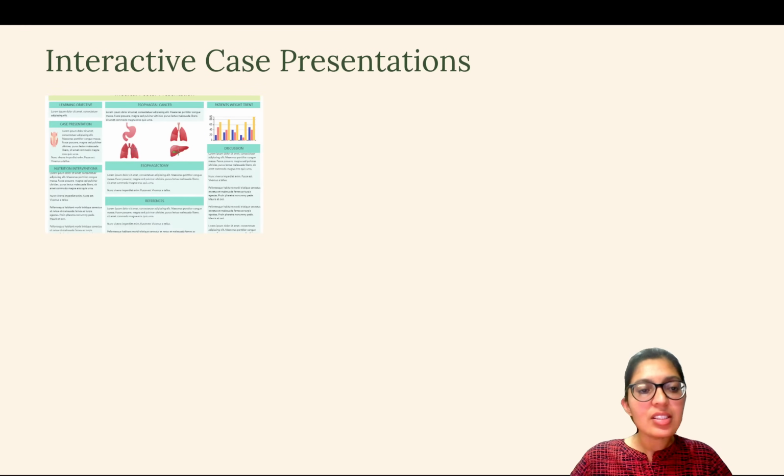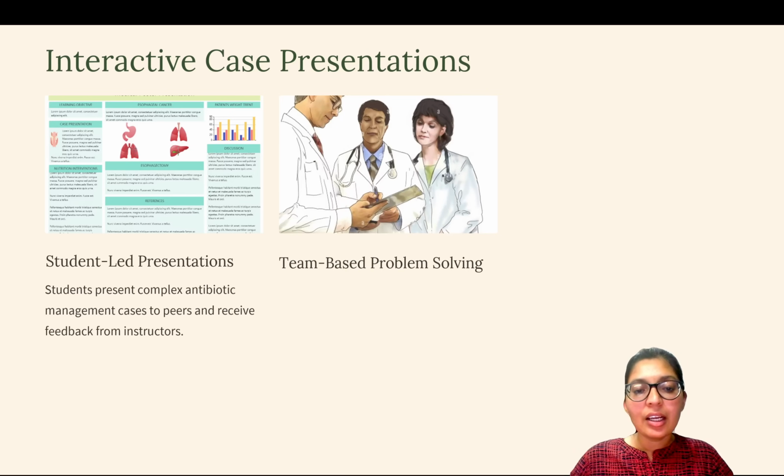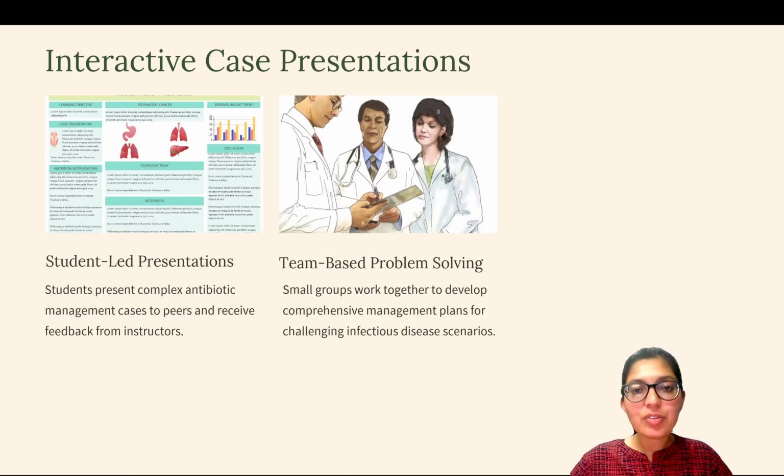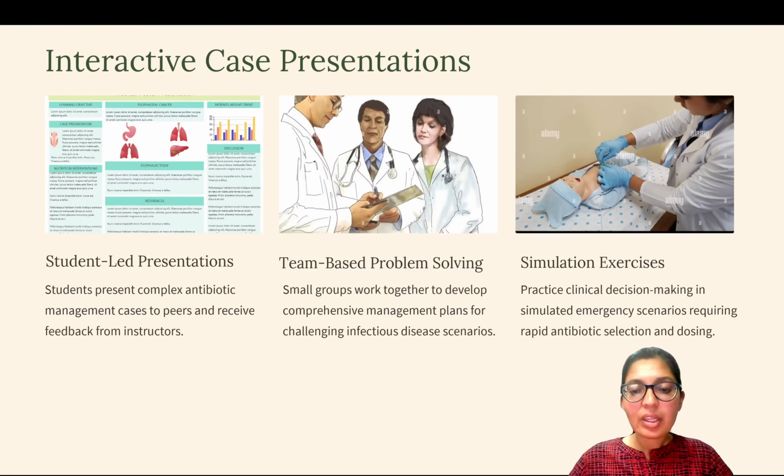Interactive case presentations include student-led presentations. Students present complex antibiotic management cases to peers and receive feedback from instructors. It should enhance the knowledge about the use of antibiotics. Team-based problem solving: small groups work together to develop comprehensive management plans for challenging infectious disease scenarios like multi-drug resistance. Simulation exercises: practical clinical decision making in simulated emergency scenarios requiring rapid antibiotic selection and dosing.